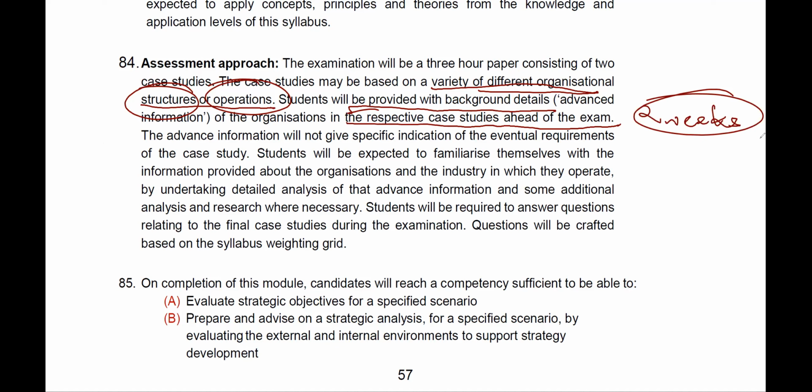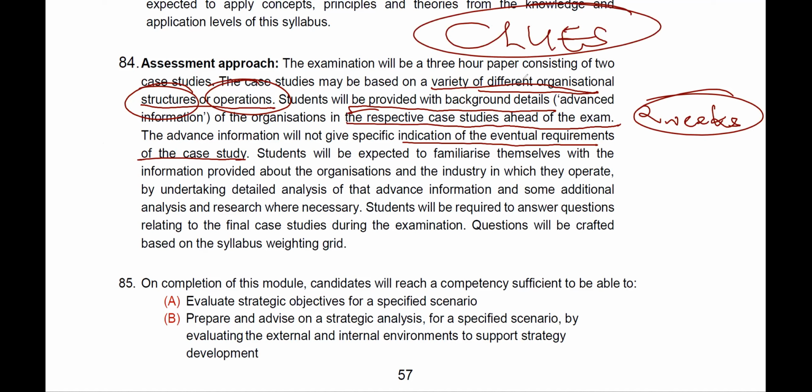Now, the advanced information will not give specific indication of the eventual requirements of the case study. Yes, nobody will give you, but there are clues. Okay, there are clues that you can use to guide yourself. Students will be expected to familiarize themselves with the information provided about organizations and the industry in which they operate. This is what students fail to do. Pre-seen, everybody is expecting a tutor to do pre-seen analysis for them. Very bad approach. You are supposed to do your homework first. When you come, whatever analysis the tutor is doing is just a plus for you.